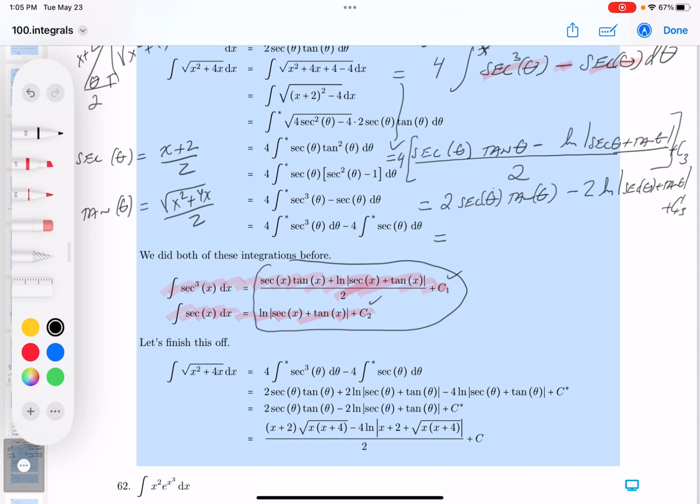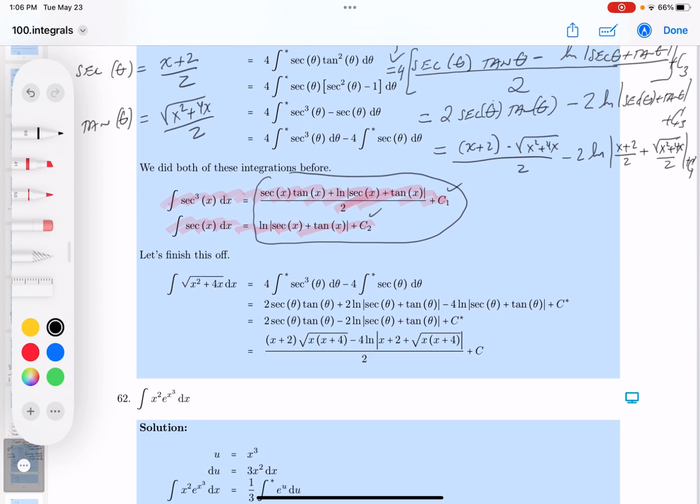Let's see. The secant of theta is going to be (x plus 2) over 2, but I'm multiplying by 2, so it's just going to be x plus 2 now. What's the tangent of theta? It's going to be the square root of x squared plus 4x over 2, minus twice the log. Well, it's going to be (x plus 2) over 2 plus the square root of (x squared plus 4x) over 2, plus c. I got to clean this up, by the way.